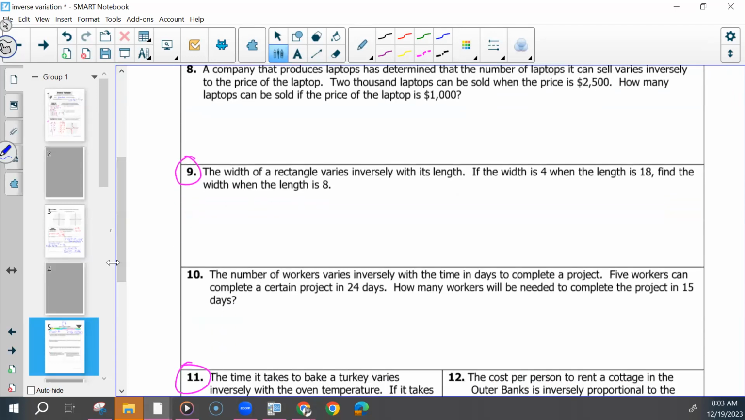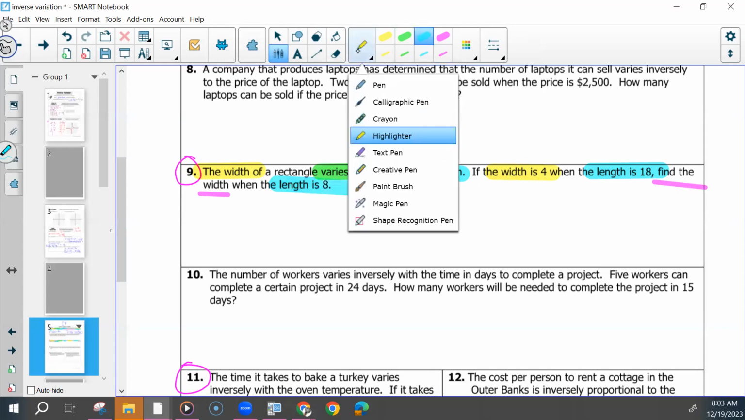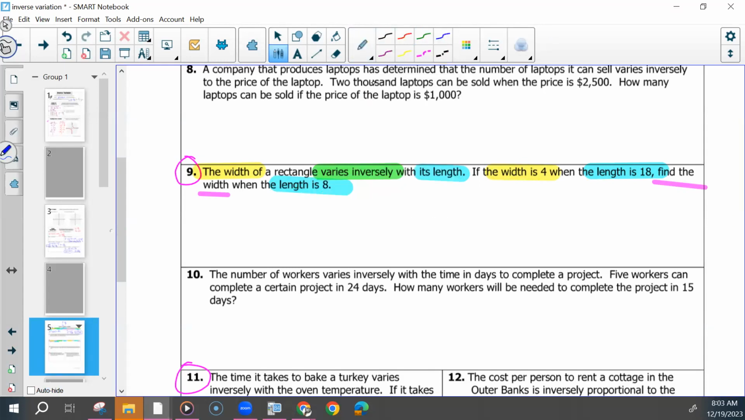So the width of a rectangle varies inversely with its length. If the width is 4 when the length is 18, find the width when the length is 8. What's important there? The length varies inversely. The width is 4. Length is 18. Find the width when the length is 8. How would I start to solve this? How would we do that?